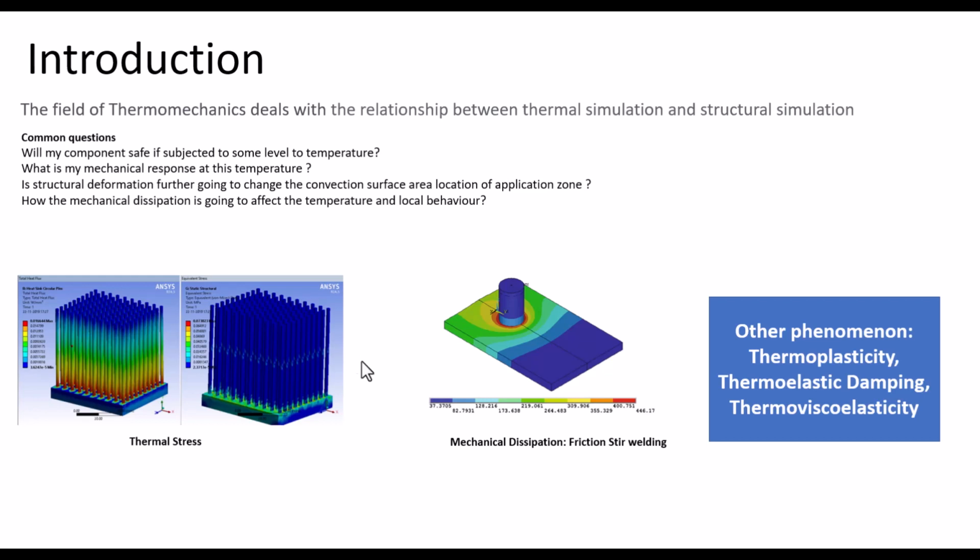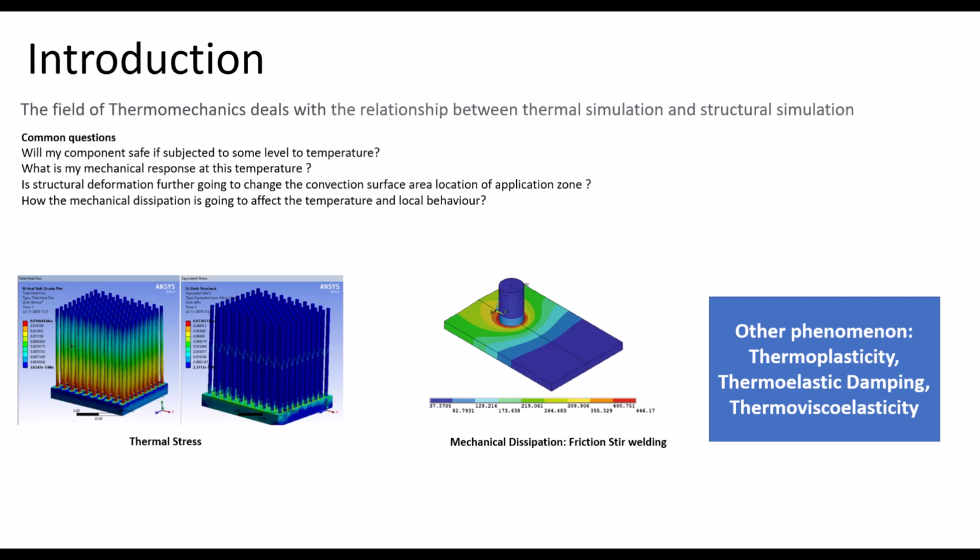So if we look at these two images that I have put here, I will put the paper links in the description from where I have taken these images. In the following images, two cases are shown. One is thermal stress and the other is a case where mechanical dissipation will further change the temperature. For the first case, the rise in temperature will cause thermal strain leading to mechanical stress in the model. For the second case, the friction loss is converted to heat leading to a rise in the temperature and further thermal strain and stress in the model.